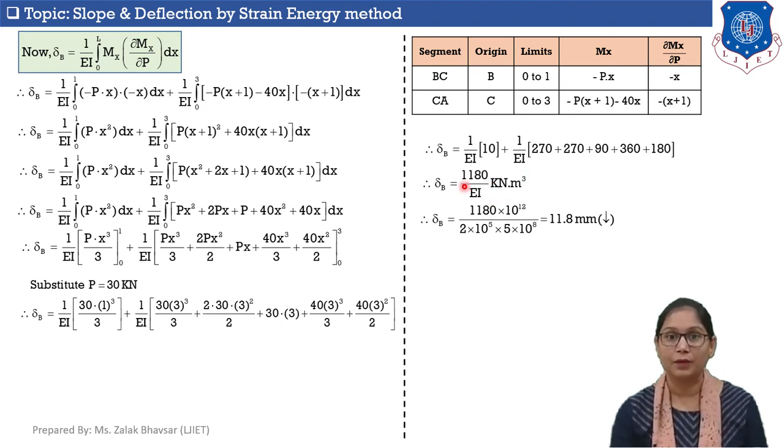Now, I am converting 1180 kilonewton into meter cube into Newton into mm cube. Therefore, I am multiplying 1180 with 10 raised to 12. Now value of E, which is given, 2 into 10 raised to 5, and value of I is also given, it is 5 into 10 raised to 8. So I am getting delta B is equal to 11.8 mm. I am getting this value positive. It means we can say that the beam is deflected in downward direction at point B by 11.8 mm.